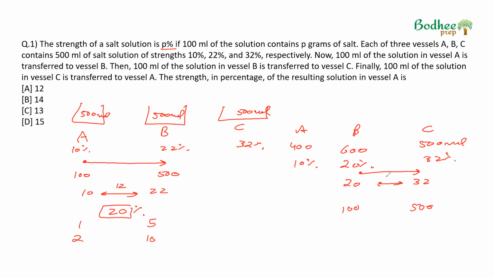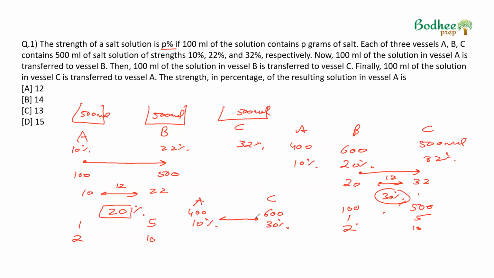Again, we look at the difference here, which is 12. Split the difference in the ratio 1:5, which comes out to 2 and 10. 1 by 6 of 12, 5 by 6 of 12. Subtract 2 from here or add 10 here. In both cases, we get 30%. After the second transfer, we have A, which has 400 ml of 10% solution. We have C, which has 600 ml of 30% solution.